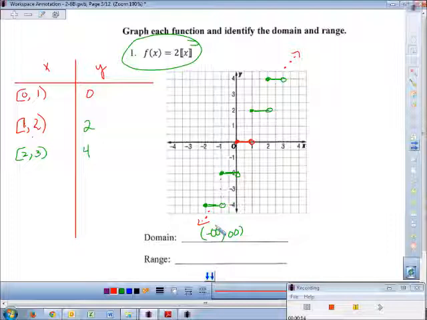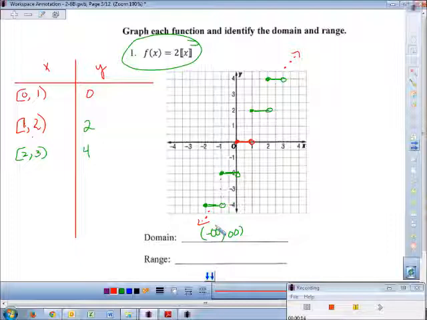Range, it's not as easy as you think it is. Let's look at what I got in my table so far. 0, 2, 4. Those sure are integers. But is every integer in the world going to come out of this situation? Is every integer in the world going to come out? Will we ever get a 1 to come out? Or a 3? Or a 5? What kind of integers are these turning out to be every single time?